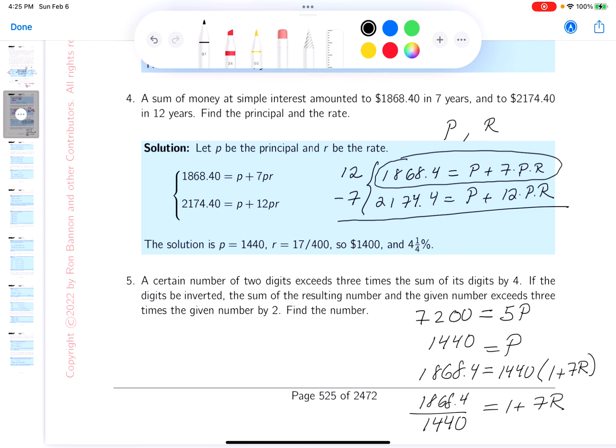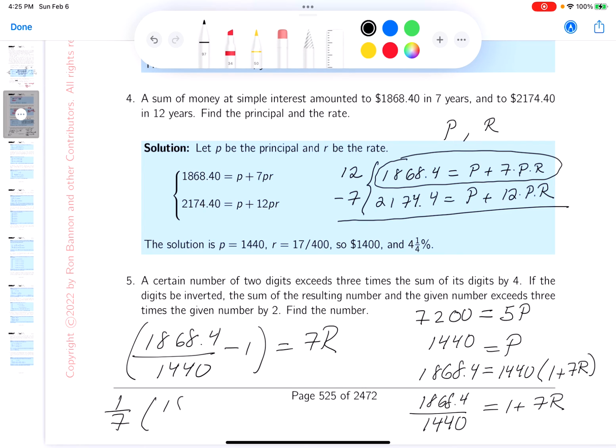I'm going to use my calculator, don't worry about that. And what do you get over here? 1868.4 over 1440. These are kind of nasty numbers, I know that, so I'm using the calculator. Minus 1 equals 7R. Then I would divide both sides by 7. So 1/7 times 1868.4 over 1440 minus 1 would equal R. I'm going to do that right now in a calculator, and the calculator I'm using is Sage, by the way.